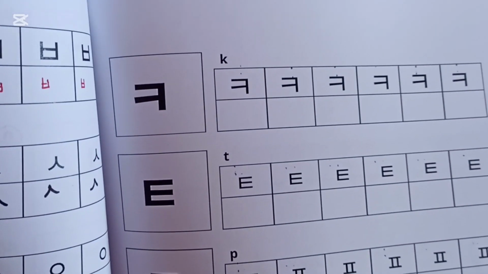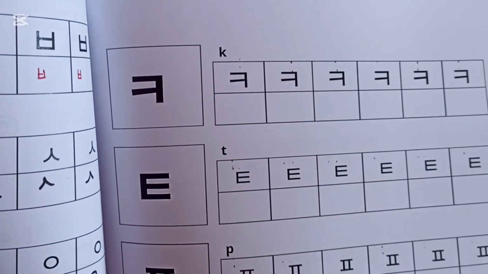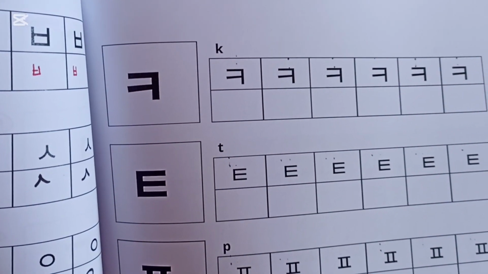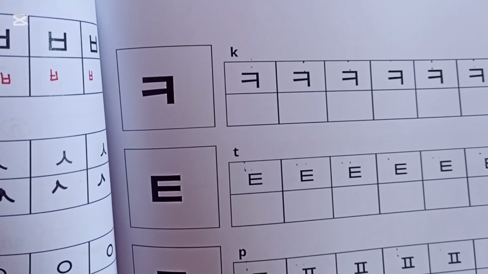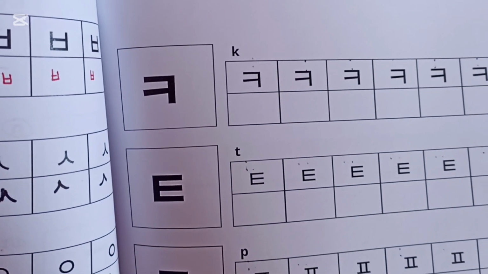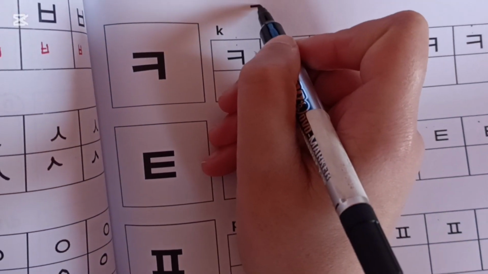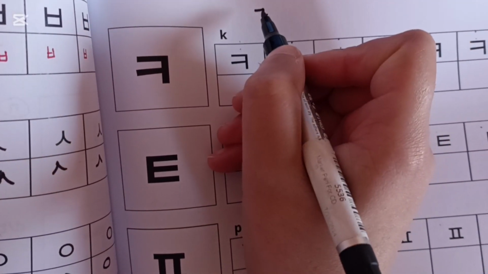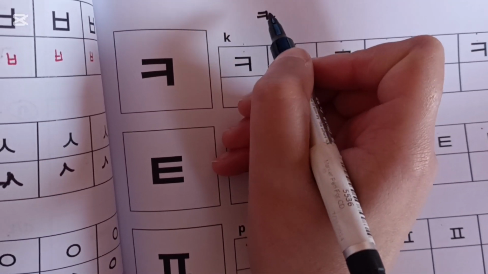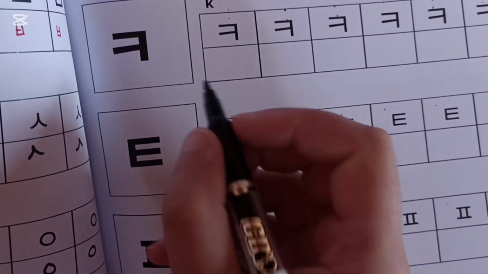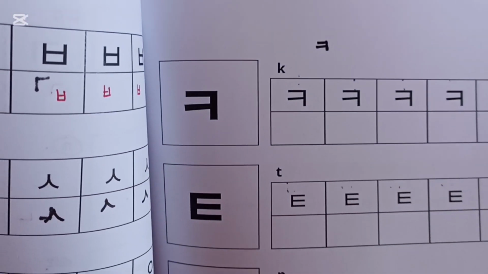Moving on to the next consonant, which is ka in English, and in Korean it's kieuk. Remember the giyeok, which is like this. Add a horizontal stroke, and it's kieuk, ka. Okay, let's practice it.